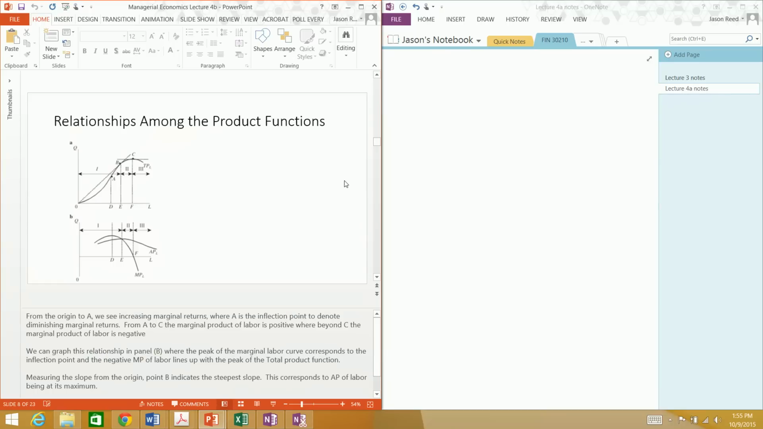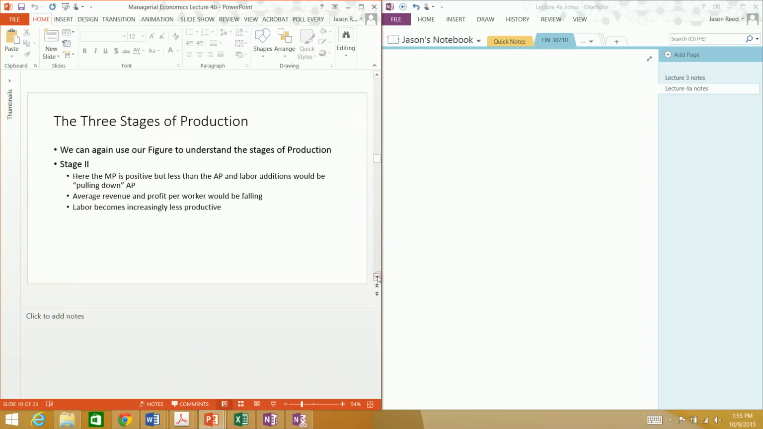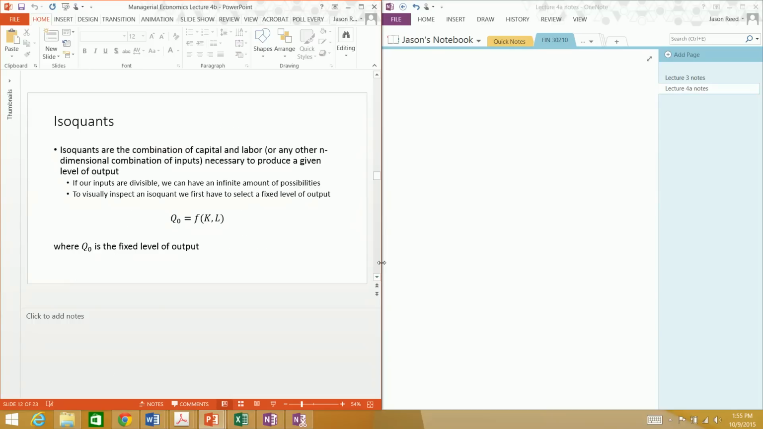So with these conclusions, we know that the amount of capital and labor will be within the boundaries of stage two. These exact amounts are not really known to us right now though. So how can we begin to determine what the exact amounts are that we want? We can start with looking at something called an isoquant.